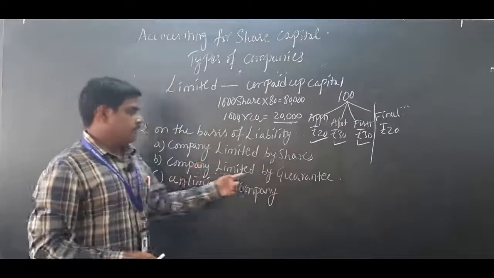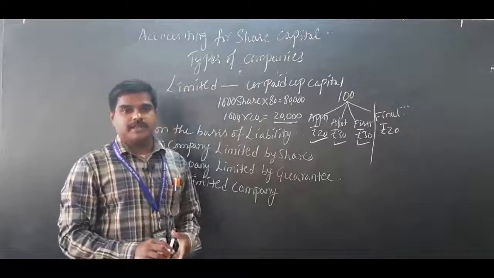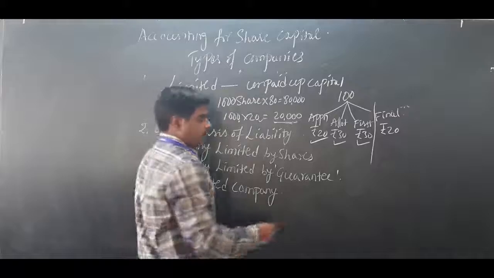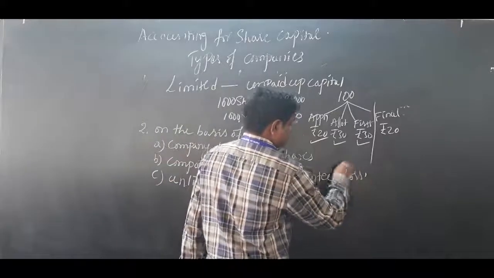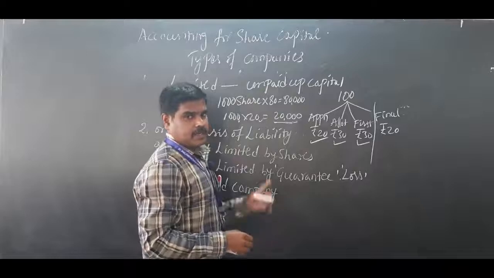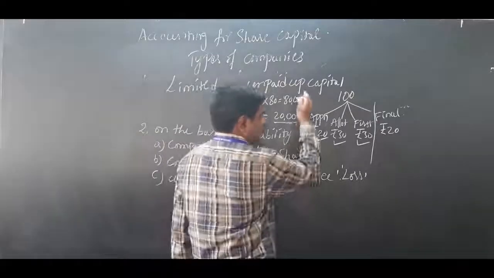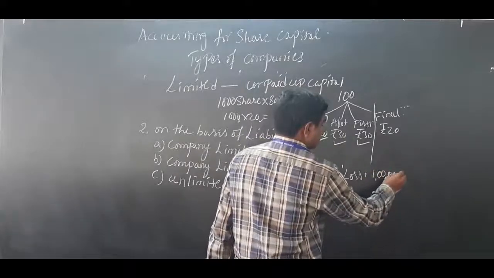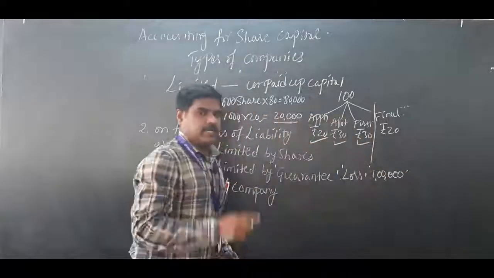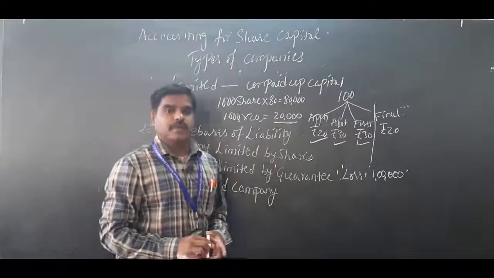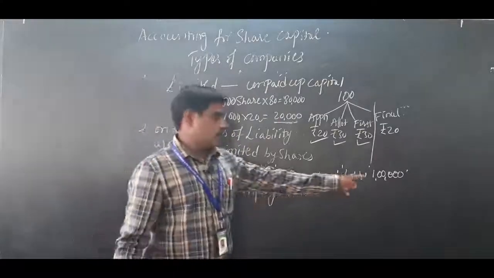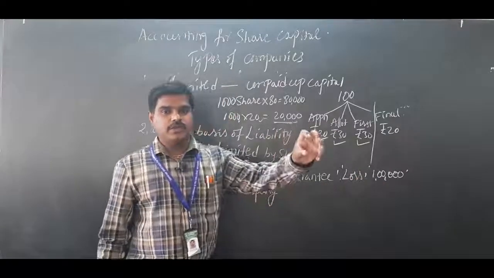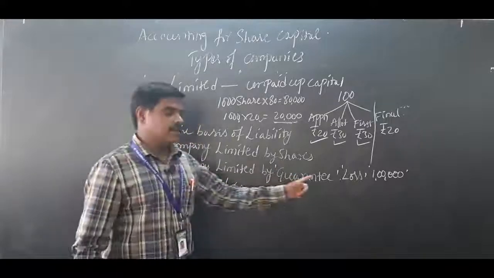Company limited by guarantee. In this, some of the shareholders give a guarantee saying that when the company is under loss at the time of winding up, not only am I losing the share capital, I will give a guarantee of rupees 1 lakh. That means at the time of winding up, when the company is under loss, the shareholder has to give the guarantee amount he has promised to the company. That is called company limited by guarantee.